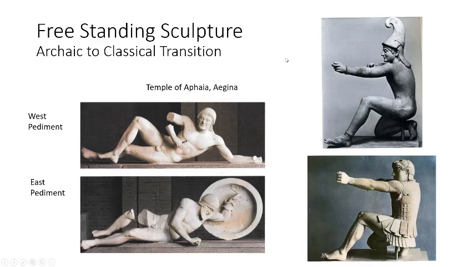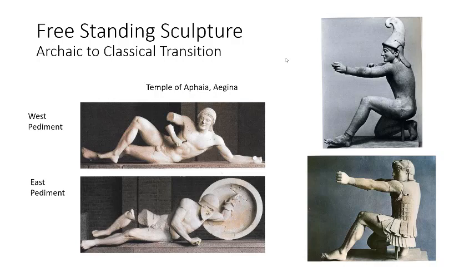Freestanding sculpture, like the kouroi in the previous slide, was used, we think, in temple context, but also frequently in funerary contexts. We also have sculpture in the round that's used in temple contexts as part of the decoration of the actual building. And what I have to show you here are examples of freestanding sculpture used in the pedimental area, the triangular part at the front, at the top of the roof.